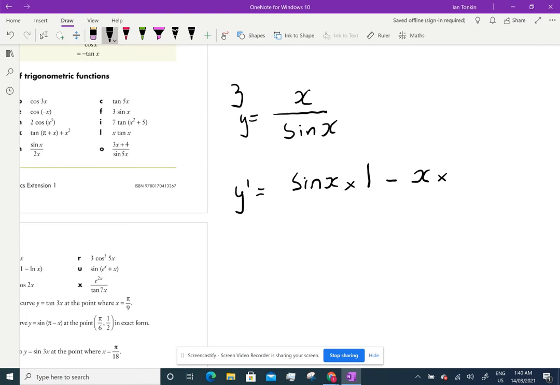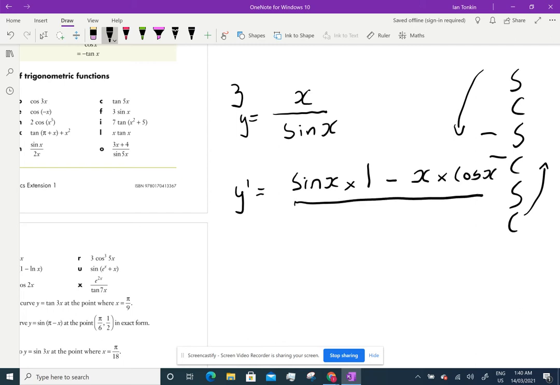Now, what's the derivative of sine x? Remember this little code that we've been using? And remember, derivatives go down and integration goes up, and the derivative of sine x is cos x, so we get cos x in there. All over the bottom squared, so sine x, and it's all squared.